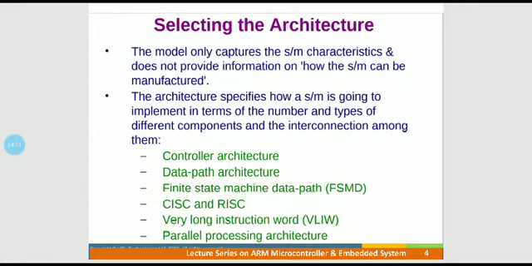The architecture specifies how a system is going to be implemented in terms of the number and types of different components and the interconnection between them. So here we have the different architectures: controller architecture, datapath architecture, CISC, RISC, VLIW, SIMD, and parallel processing architecture. These are the different architectures which can be selected for one particular embedded system.